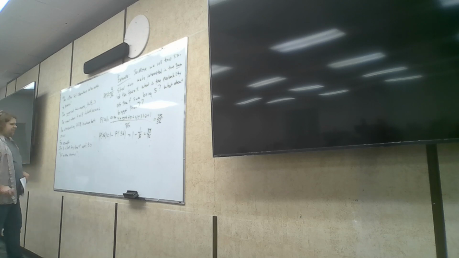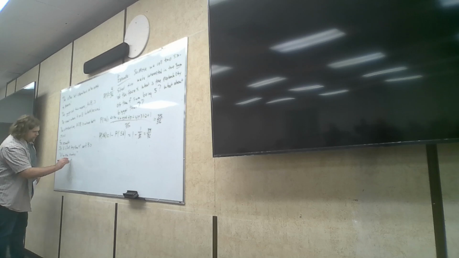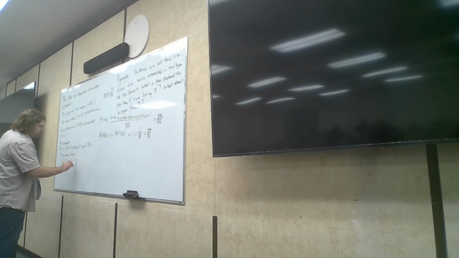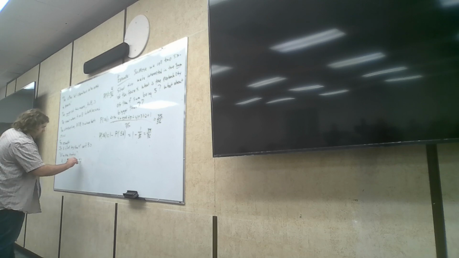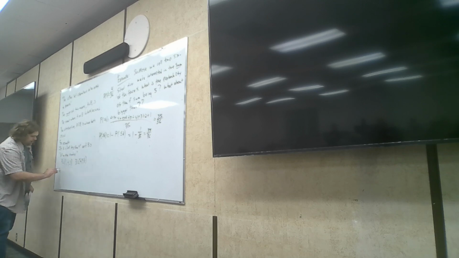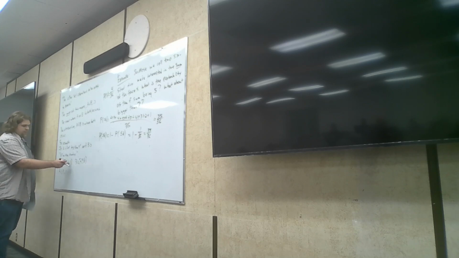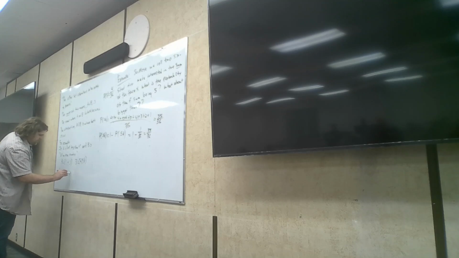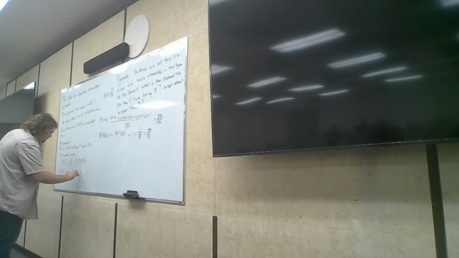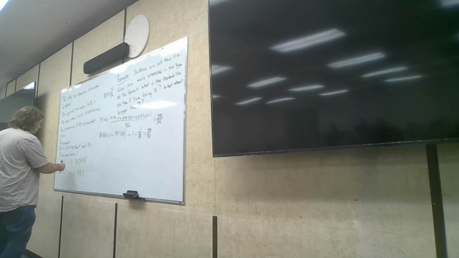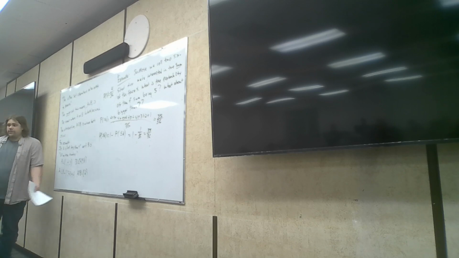Okay, so roll less than 4. That means A is 1, 2, or 3. B is an even number, so 2, 4, and 6. So A union B is just the set operation now, right? It's 1, 2, 3, 4, 6. And A intersect B is 2. It's the only even number that's strictly less than 4.